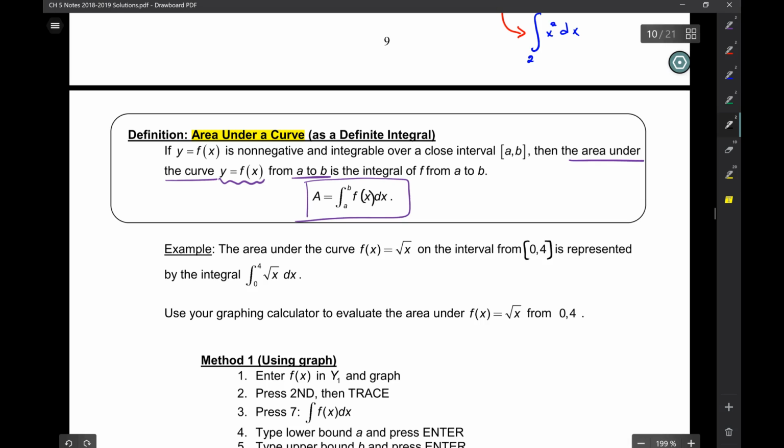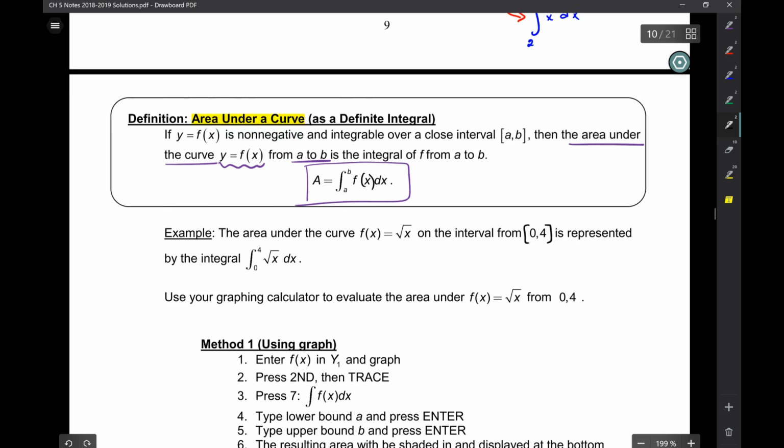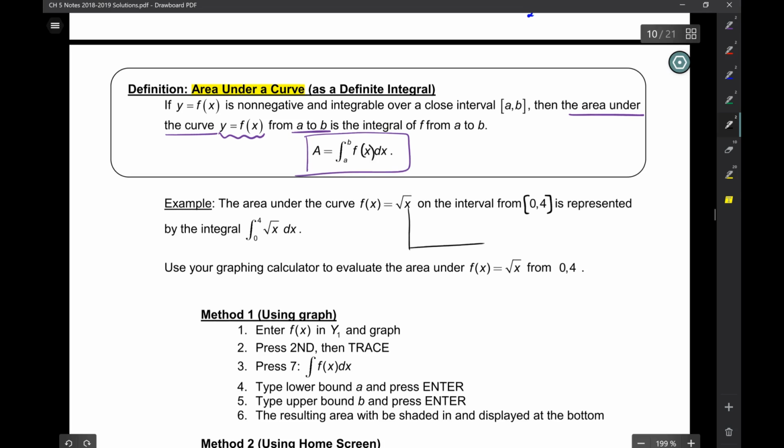All right, so let's take a look here. The area under the curve f of x equals root x, on the interval 0 to 4, is represented by this integral. So I have a curve, f of x equals root x, and from 0 to 4, if I want to find the area of that, instead of sitting there and drawing rectangles, I could just do this. So let's use the graphing calculator to evaluate the area under this from 0 to 4.